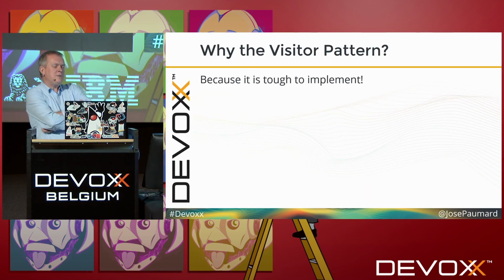So why the visitor pattern? Well, precisely because it's tough to implement. We all know that, right? The visitor pattern is a well-known pattern from the Gang of Four. There is this kind of double dispatch in it that nobody really understands most of the time.